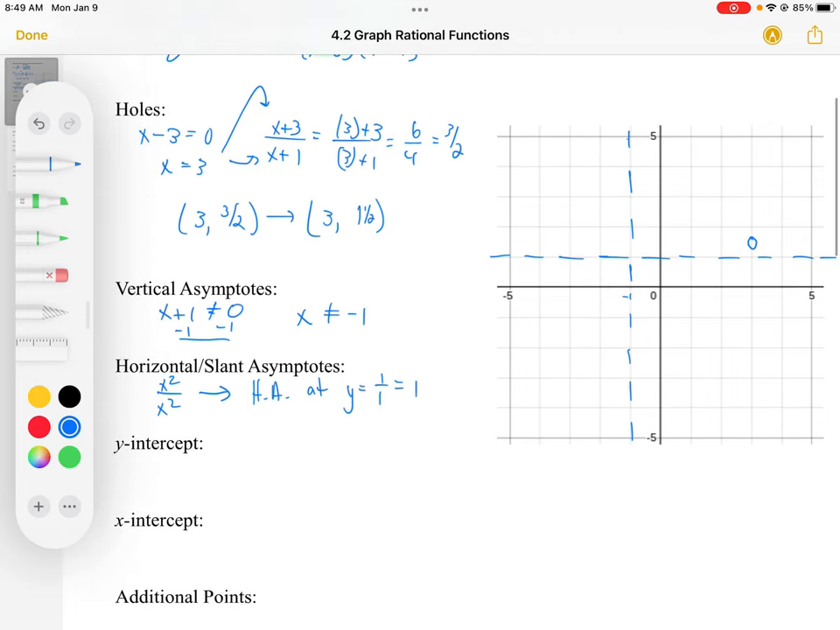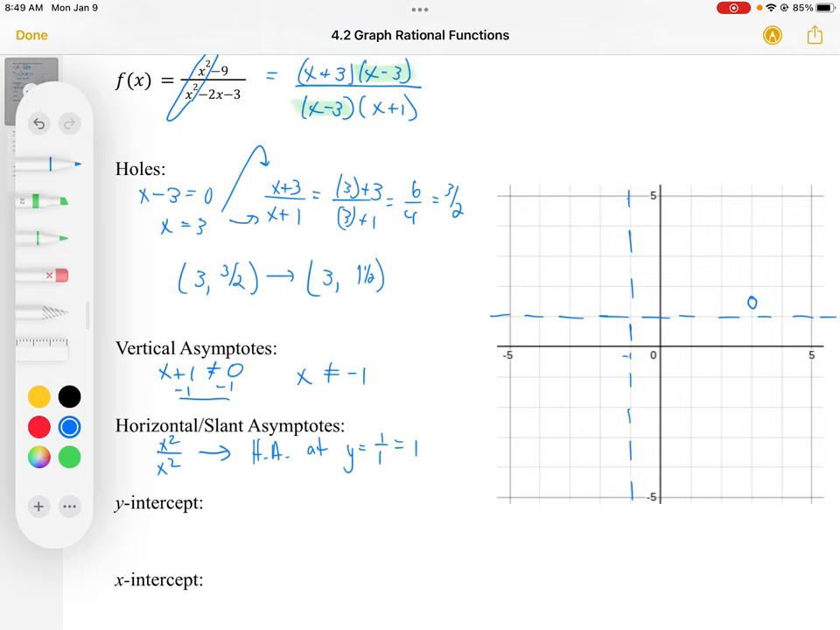The next characteristic is my y-intercept. For the y-intercept, we know the x-coordinate is 0. So I'm going to substitute 0 into my function. That's essentially what I'm doing. I could do the math. Remember, these zeros are really just canceling a lot of things out. So I'm going to be left with -9 over -3, which is 3. So my y-intercept is at (0, 3). So back to my graph, I'm going to put a solid point at (0, 3).